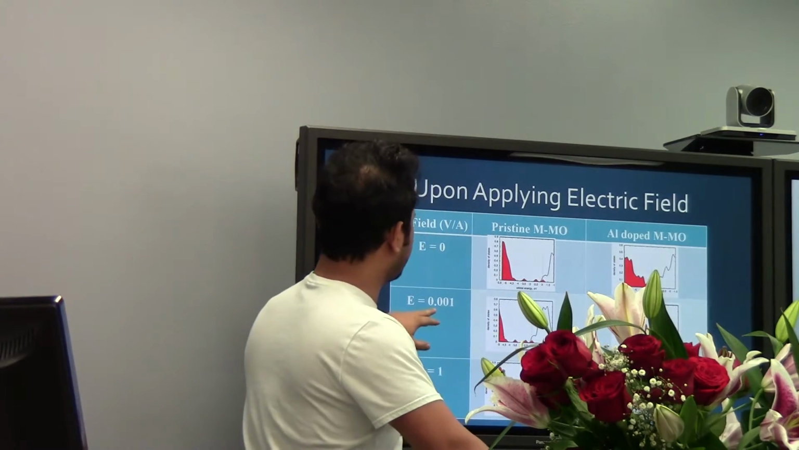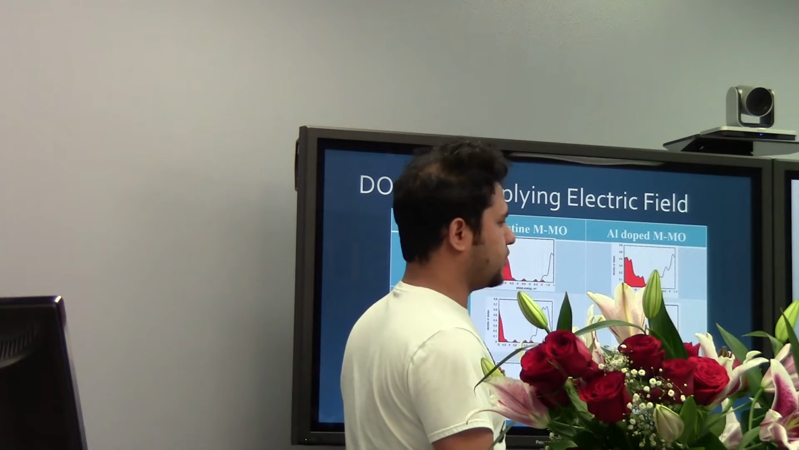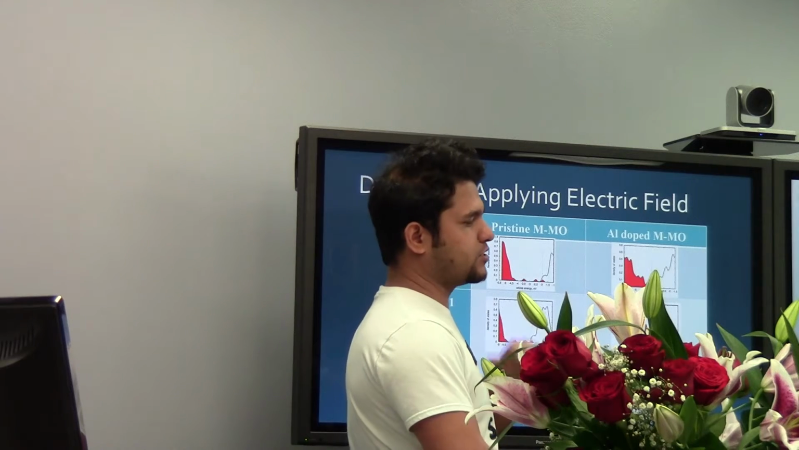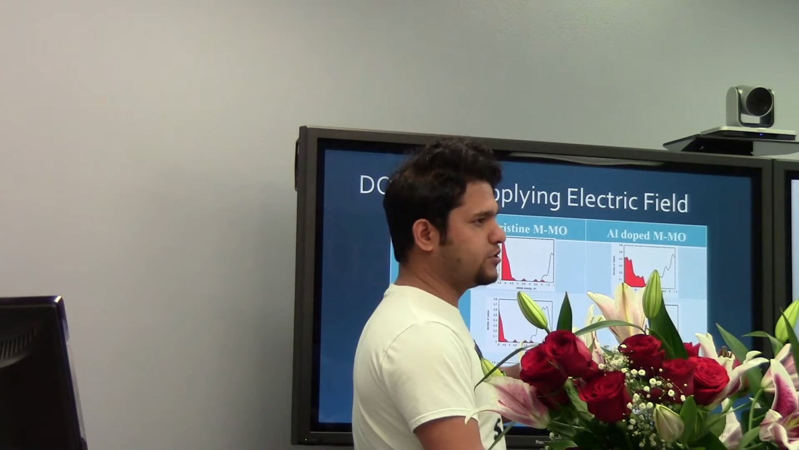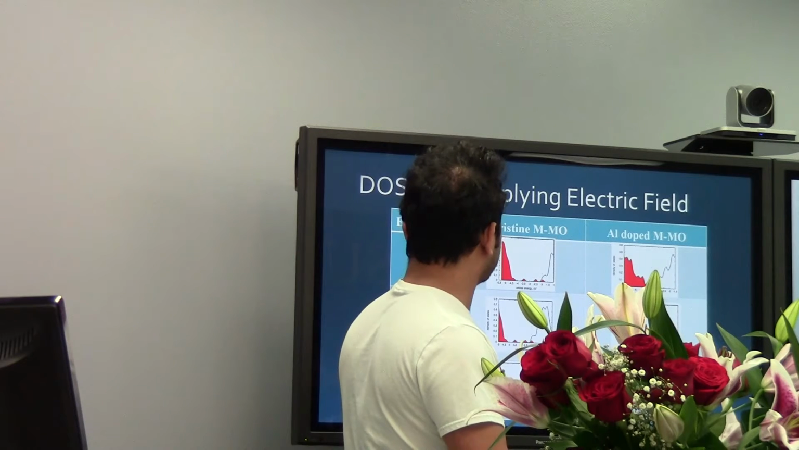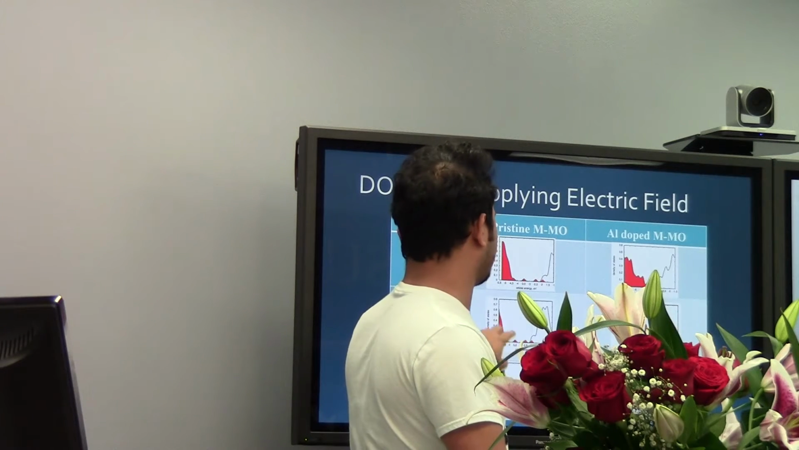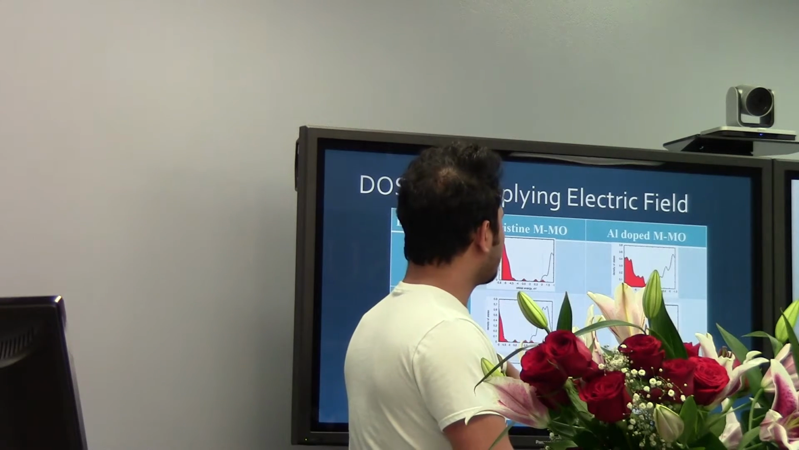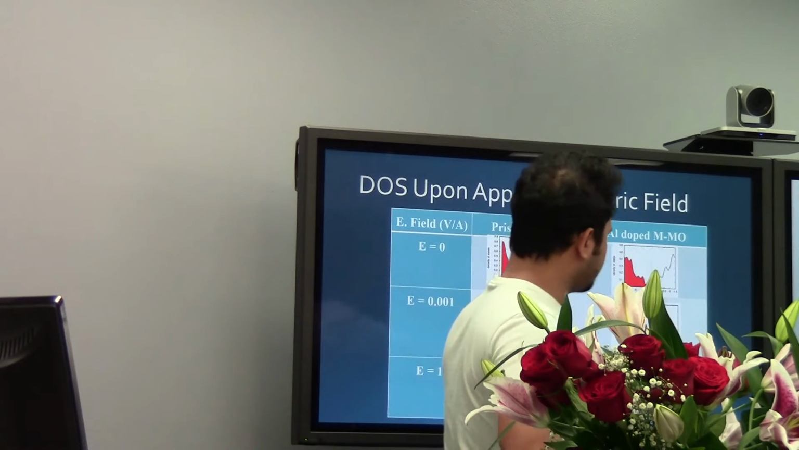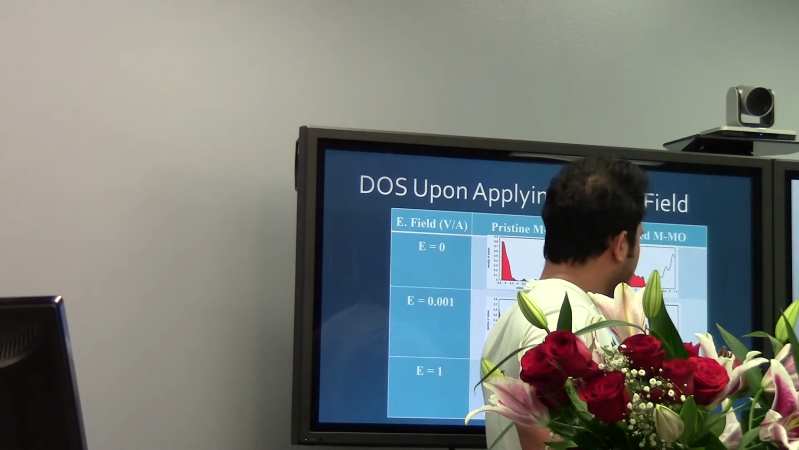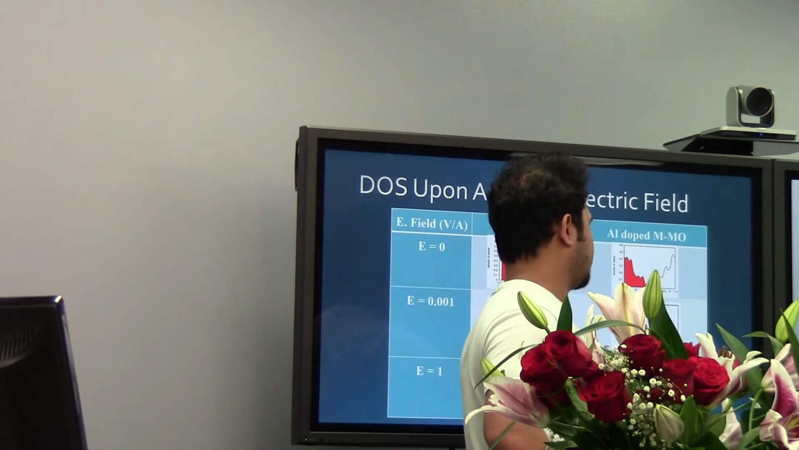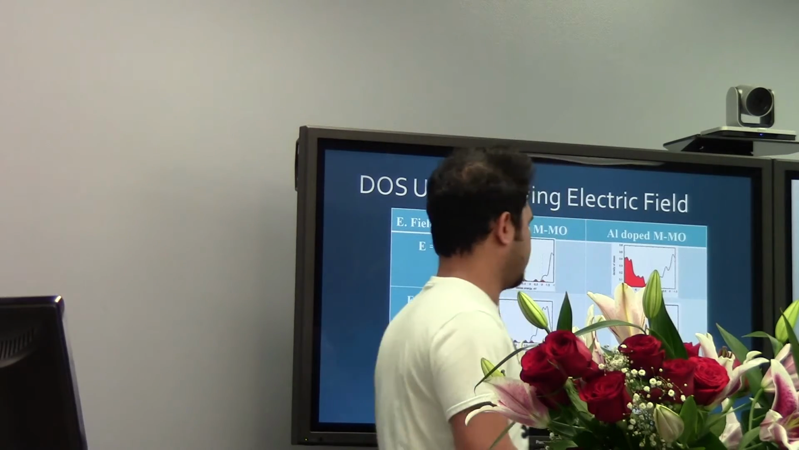And these two I optimized by applying an electric field in the z direction. The z direction means from the metal oxide to the metal. In that case, I saw that in the undoped system, applying the electric field didn't change the energy levels much. But in the doped system, it increased the occupation of the unoccupied orbitals with electrons. The excited electron population is much larger compared to the undoped one.